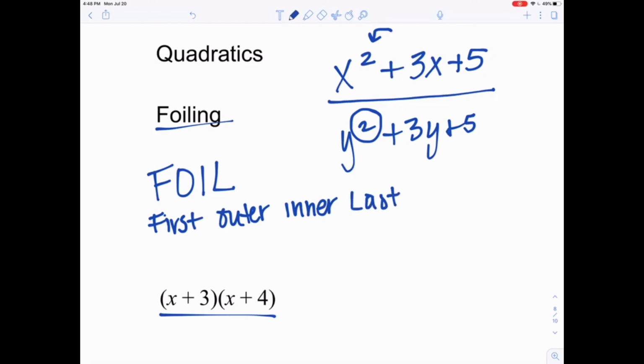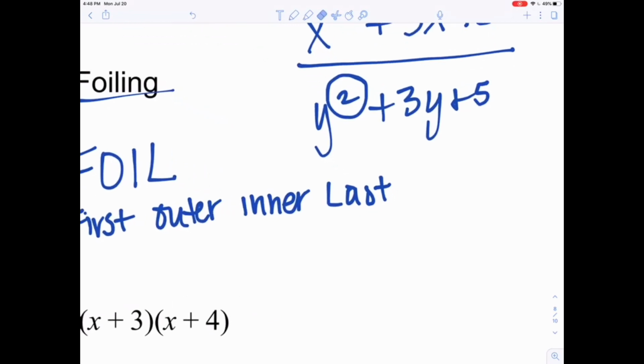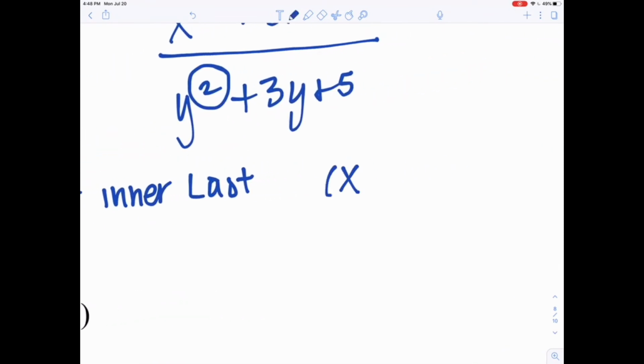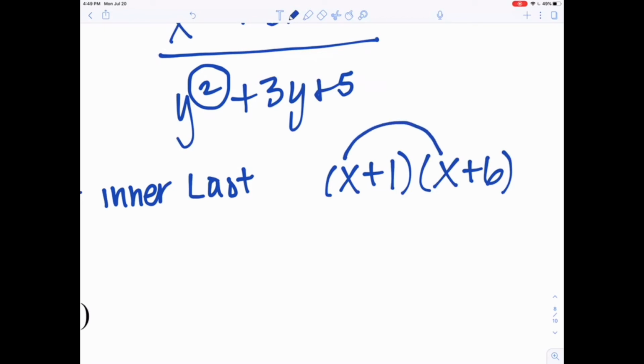Okay? So before we do this one, let's do just kind of like a random example. Let's say we're doing x plus 1, x plus 6. Okay? We do the first times the first. X times x is x squared. We do the outer. X times 6. Positive 6, so it's positive 6x. Now we do the inner. Positive 1 times x is positive x.